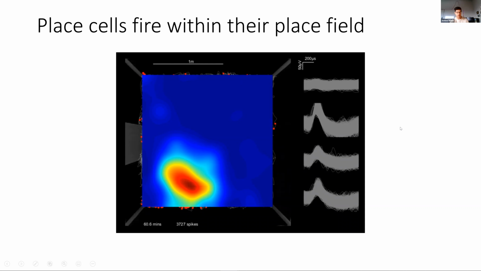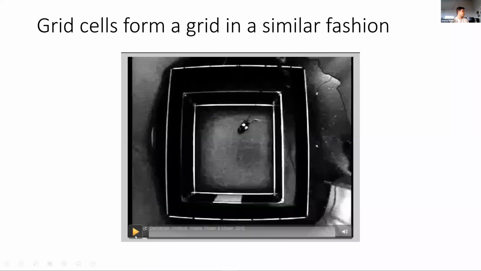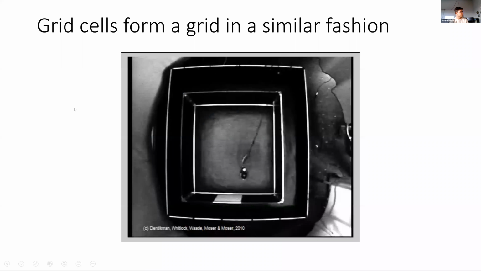But we also have that other half of the Nobel Prize, the Mosers, discovered grid cells. So here is the same sort of thing, another square open field and the animal moving around here. And we're now recording a different part of the brain called the entorhinal cortex, and we can watch what that neuron does.